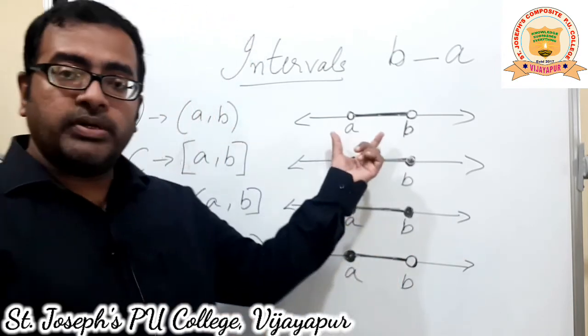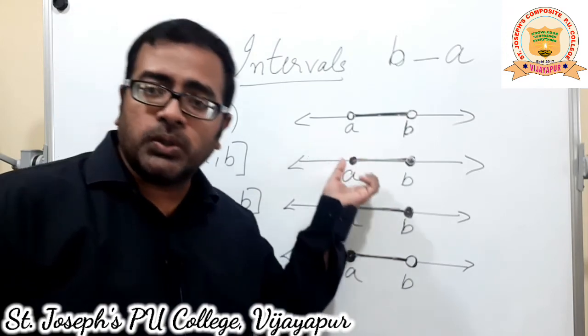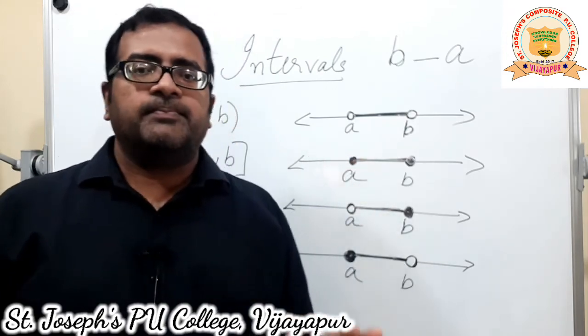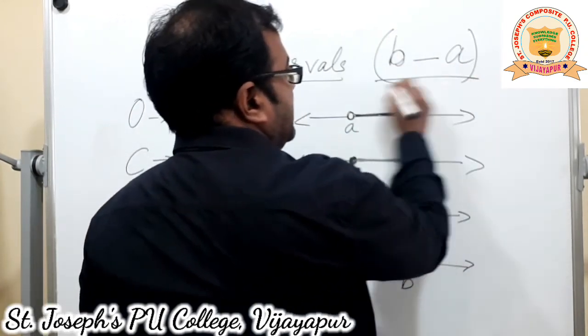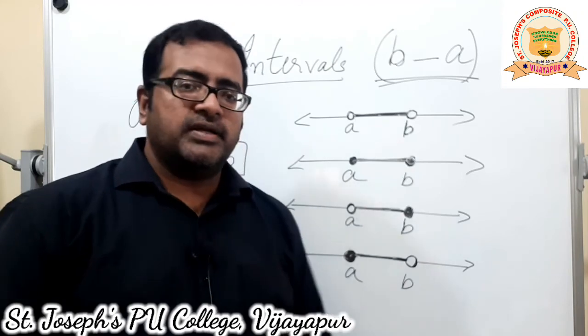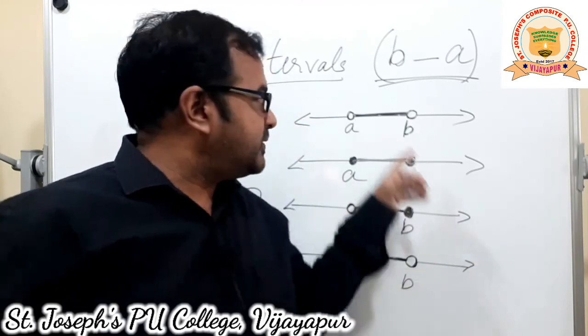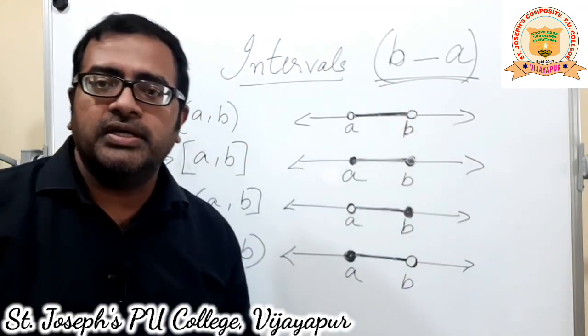Even if you are looking at an open interval or a semi-closed or semi-open or closed interval, all the time the length is always given by b minus a. Just subtract b minus a, you will get the length of the interval. We do not bifurcate between the types of interval when we talk about length of the interval.